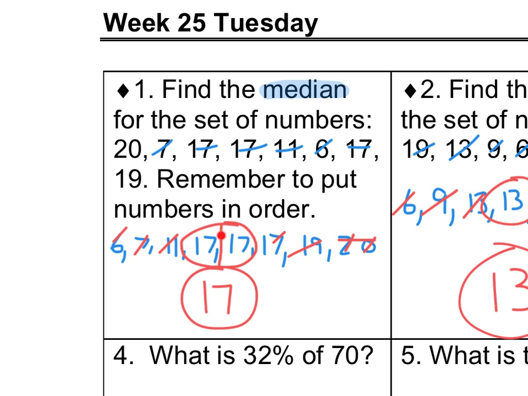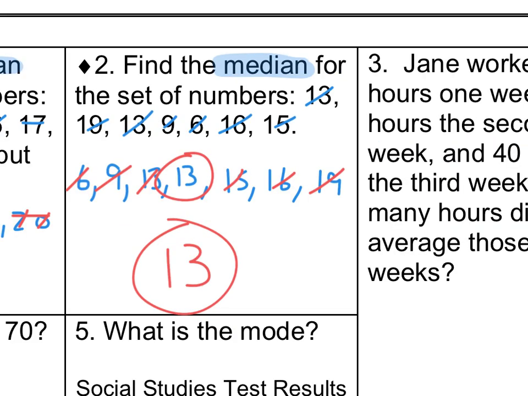All right, so when there's an even number of data, you will have a median that is between two numbers versus on number 2. On number 2, we only have 7 numbers, 1, 2, 3, 4, 5, 6, 7. So we will have a true middle, a true median, because there will be 3 on each side, leaving us one number in the middle. The median is 13.